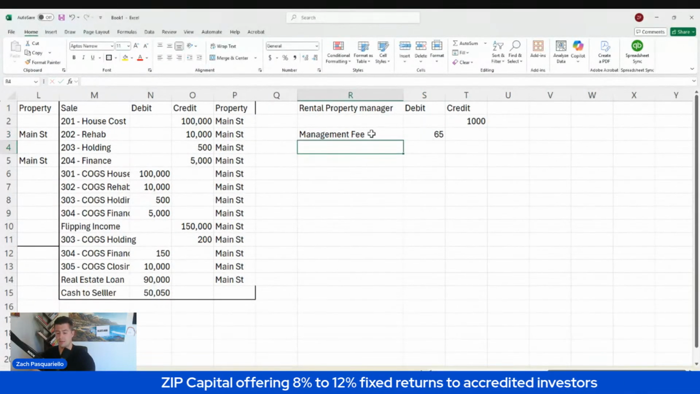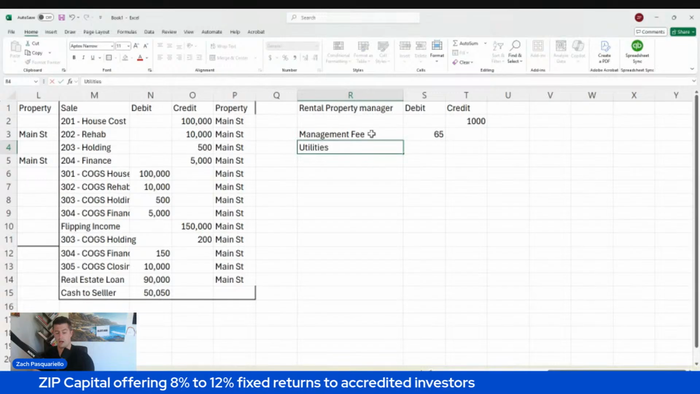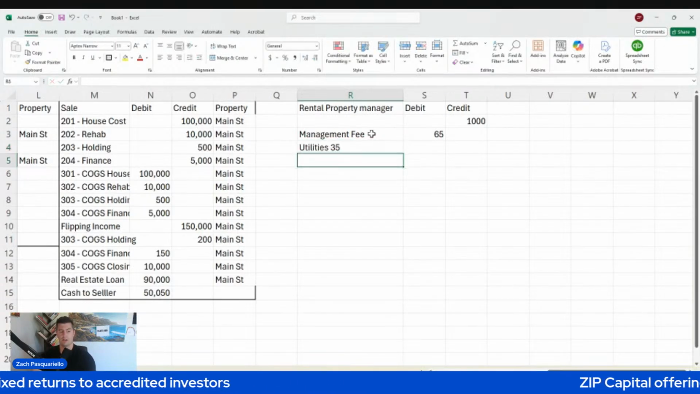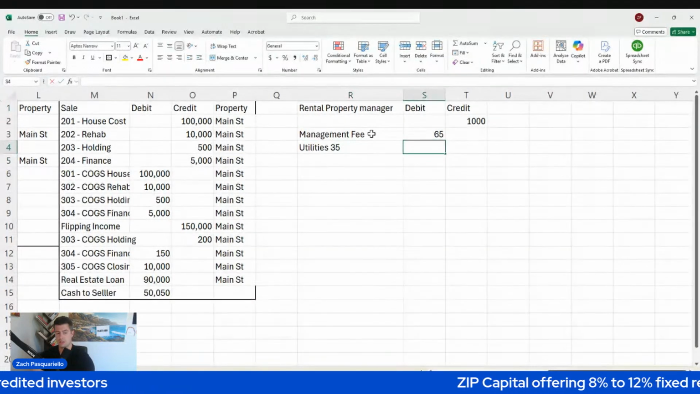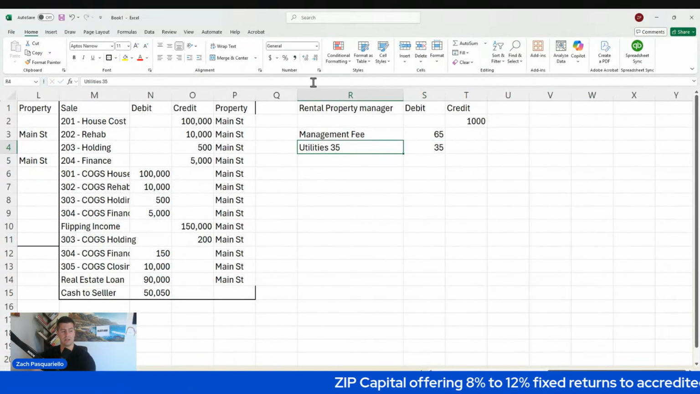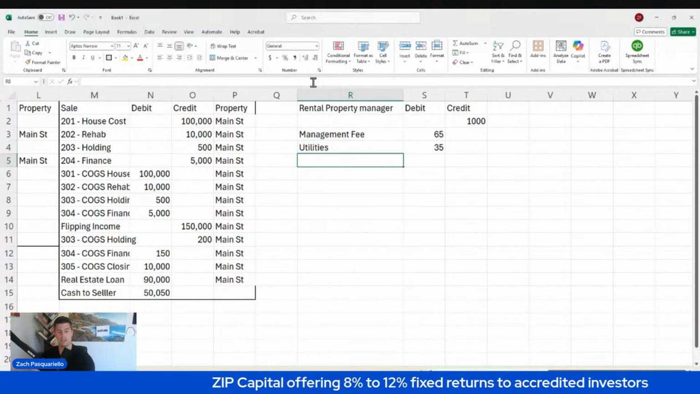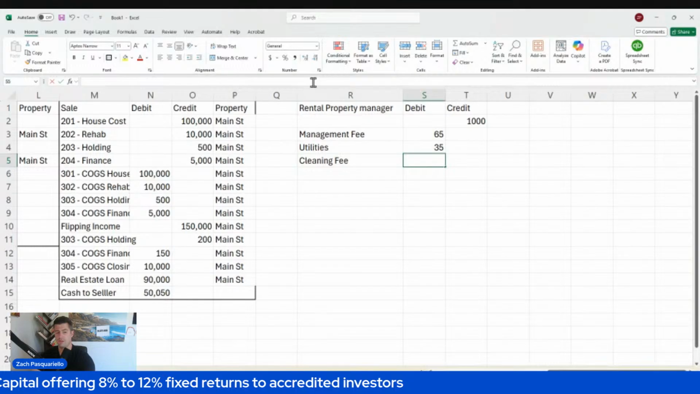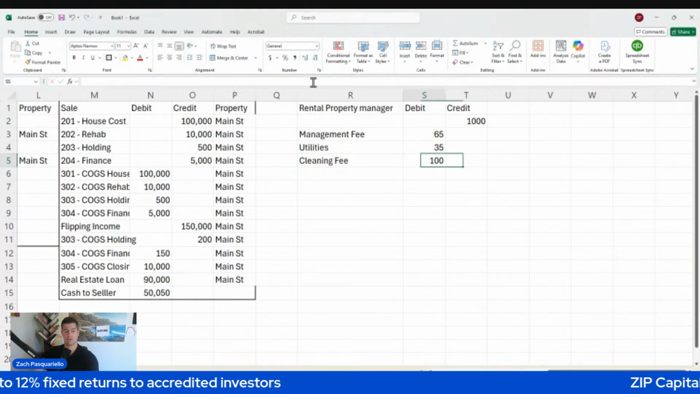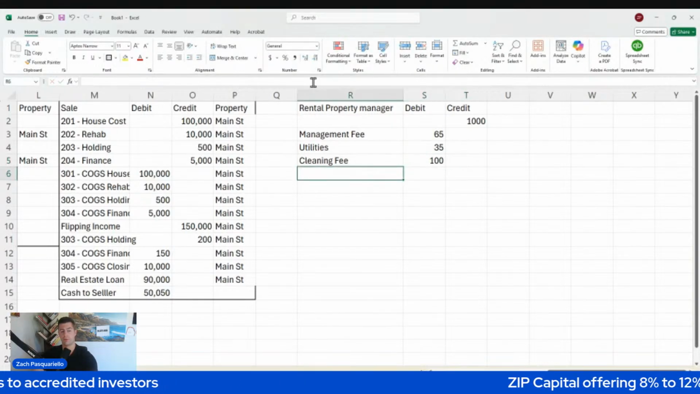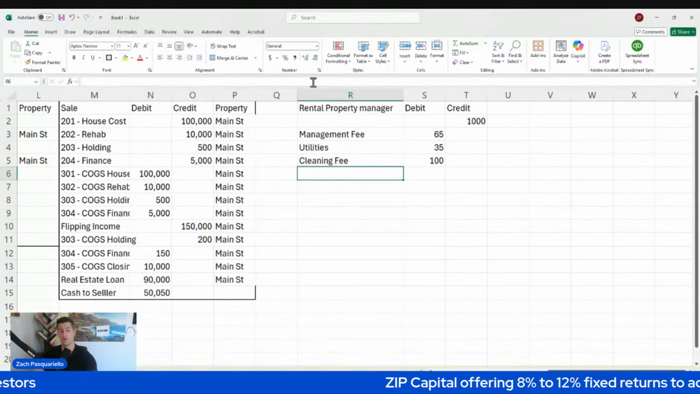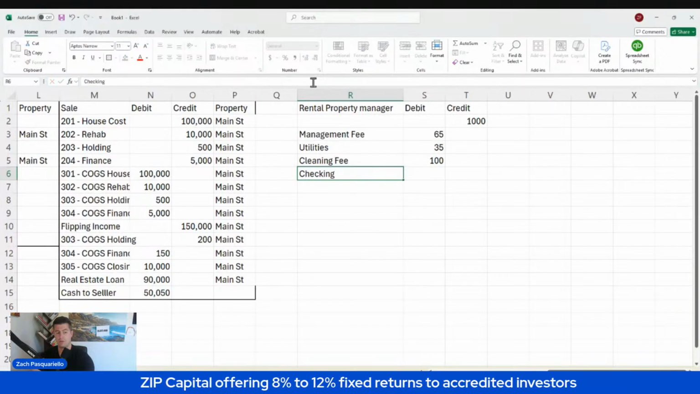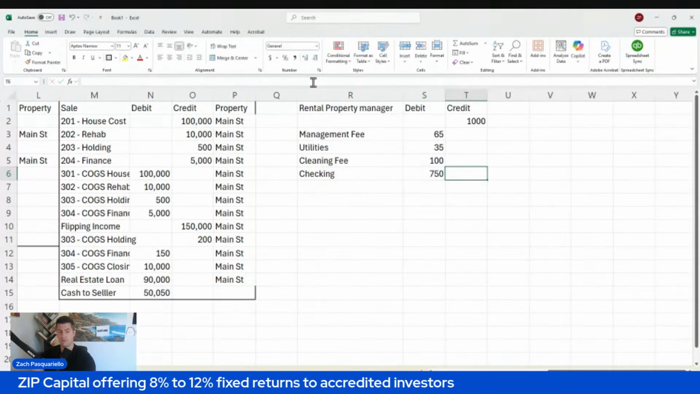And then let's say we have utilities. I don't know why, but let's just say miscellaneous utilities, $35, just as an example. And then let's call it a cleaning fee. Let's say they charge you a cleaning fee for $100. But the problem here is that in your checking account, you only received $750.